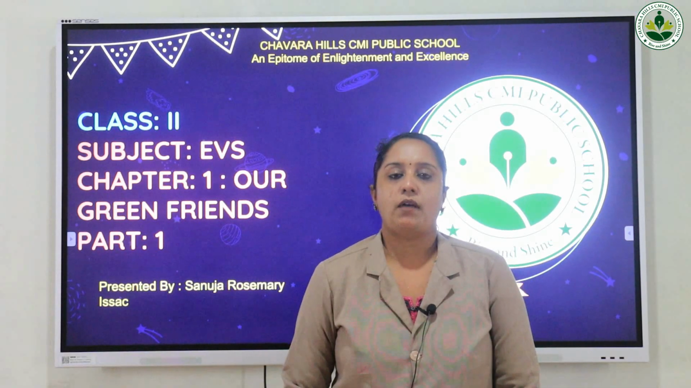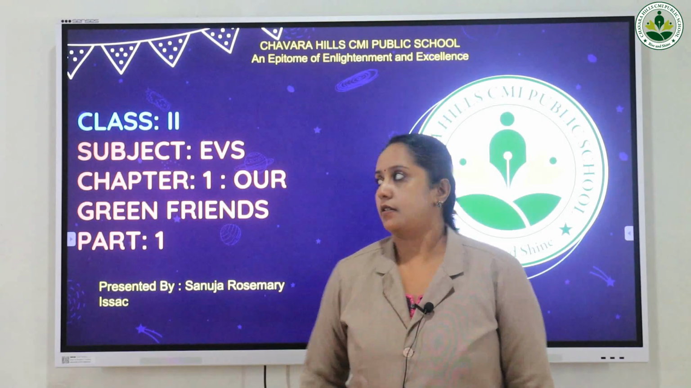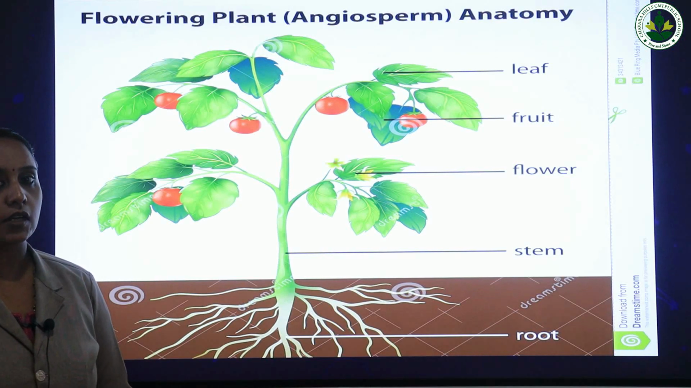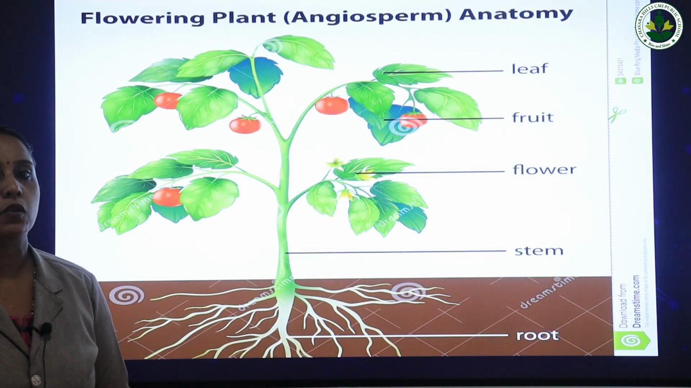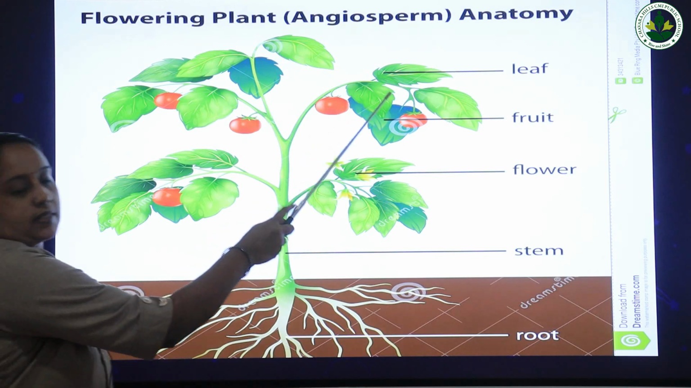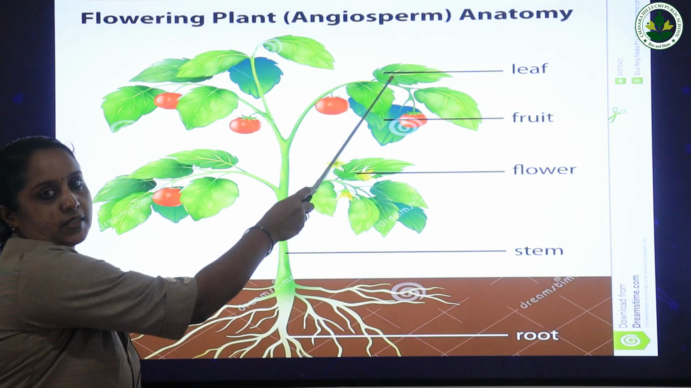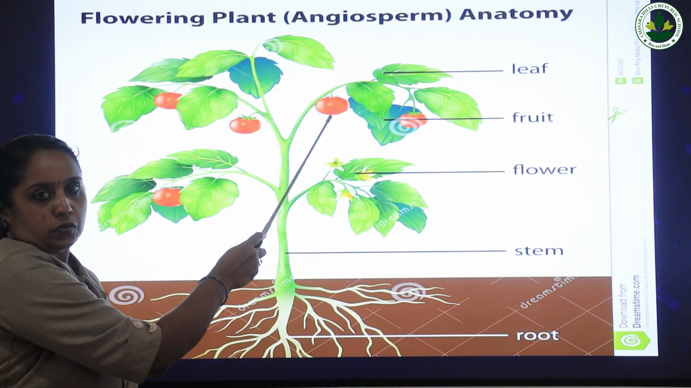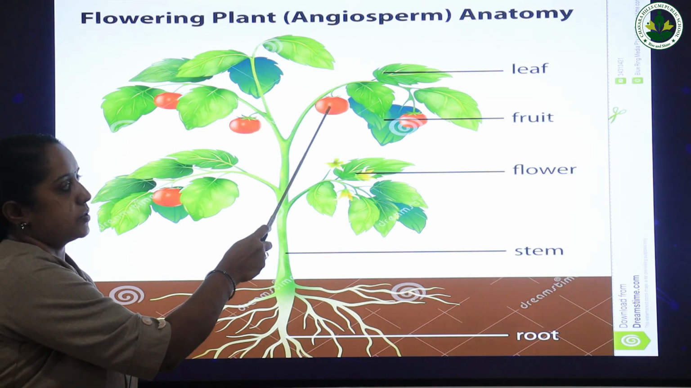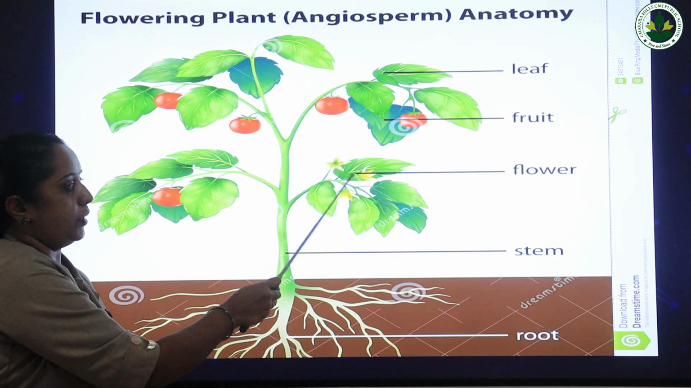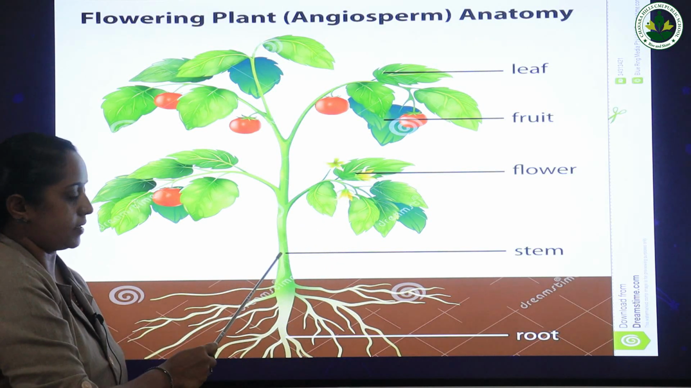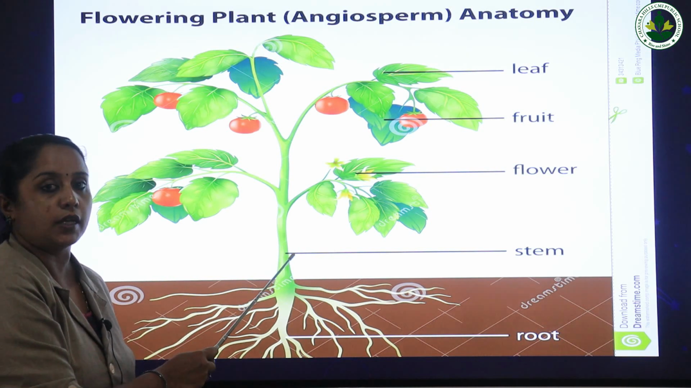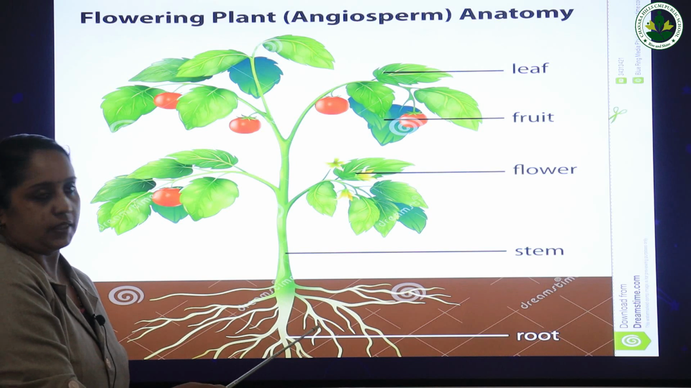So let us revise what you have learned in your previous classes. See the slide, children. You can see the structure of a plant, that is the different parts of a plant. Here you can see the leaf. The leaf is green in color. Then here is the fruit. Different colored fruits appear to us. Here it is red in color. So this is the fruit. Again you can see the flower. Now this is the stem. So stem is the part of the plant that you see above the ground. Now here you can see the root.